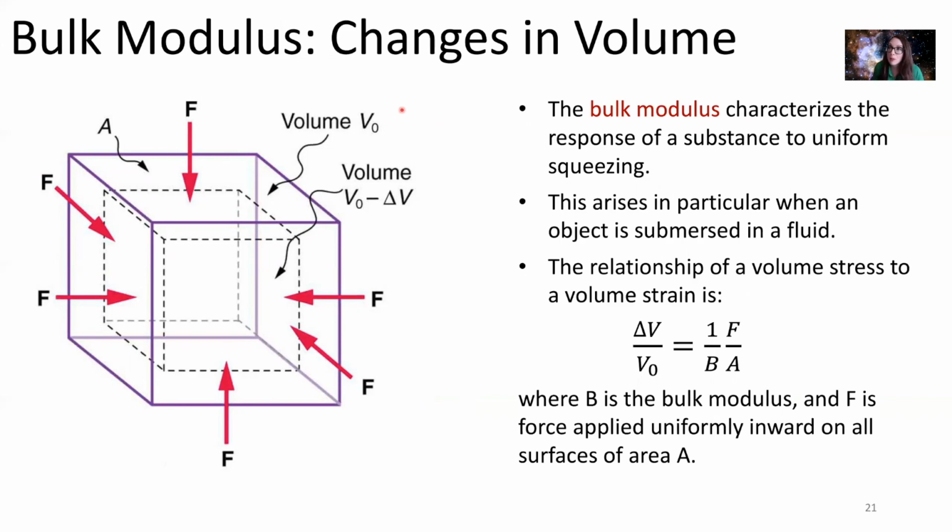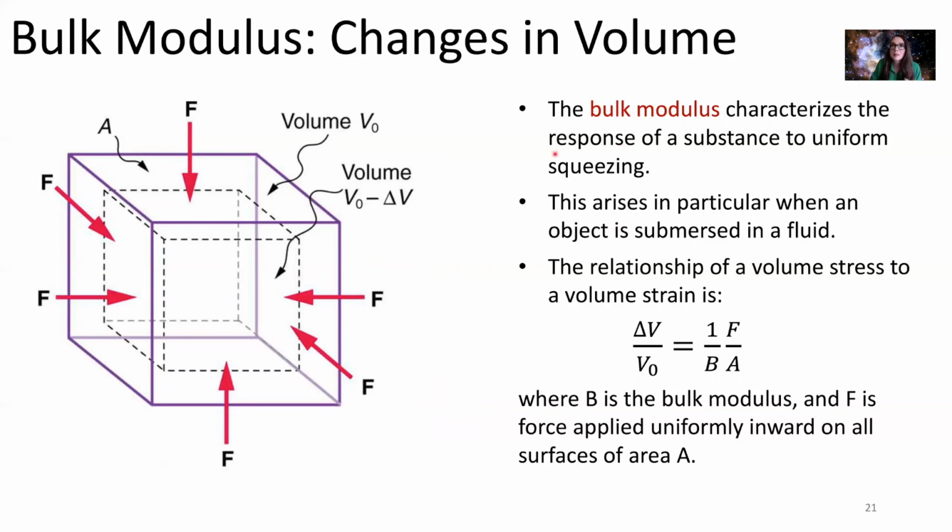Then we have the bulk modulus, changes in volume. The bulk modulus characterizes the response of a substance to uniform squeezing. And a really great example would be if you take a material and you submerge it and it falls all the way down to the bottom of the ocean. It's experiencing some squeezing pressure from the fluid of the ocean surrounding it. And that would be a problem that you could do using our relationship that takes into account the bulk modulus.